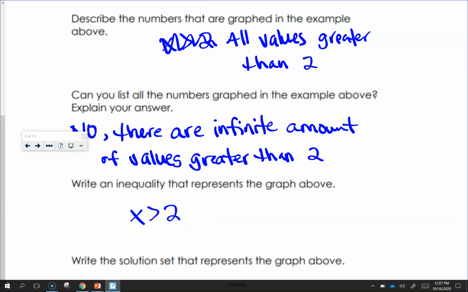Write the solution set that represents the graph above. So the way we write our solution set, we have this little bracket. We're talking about my x's, so I state the variable I'm referring to, and then I say x's that are bigger than 2. So I do my variable, that is what I'm talking about, and then the rule for my variable. It's all x's bigger than 2. Okay, that's how we write a solution set.